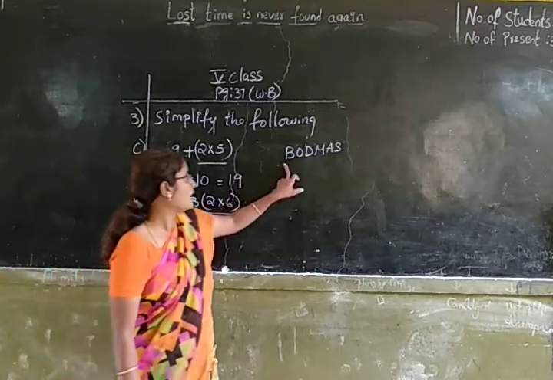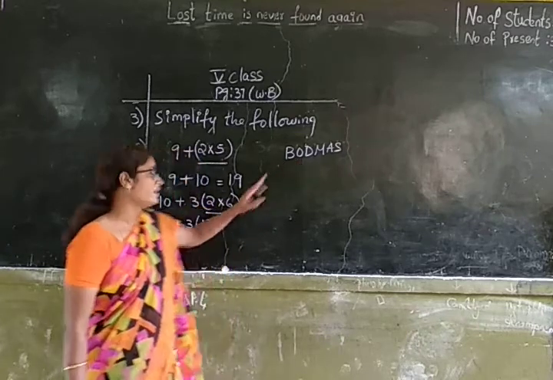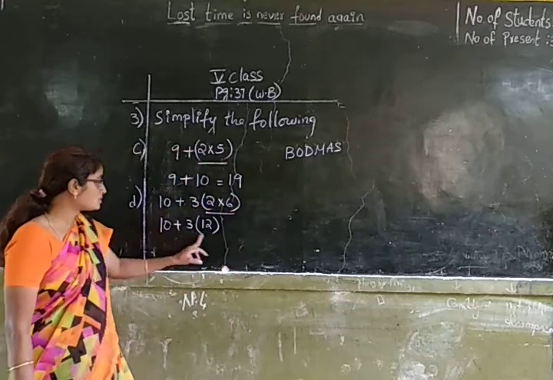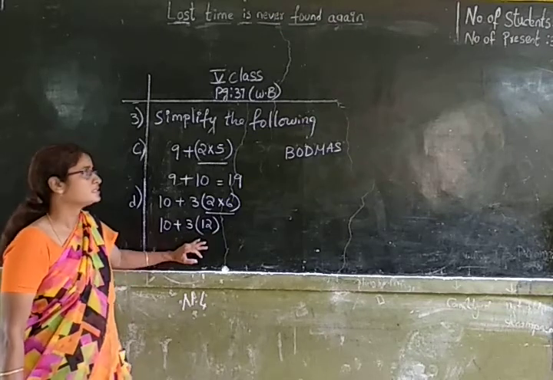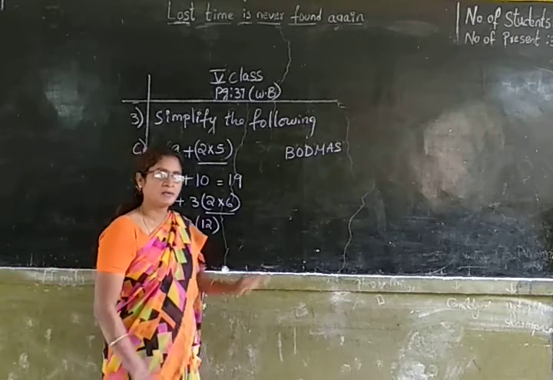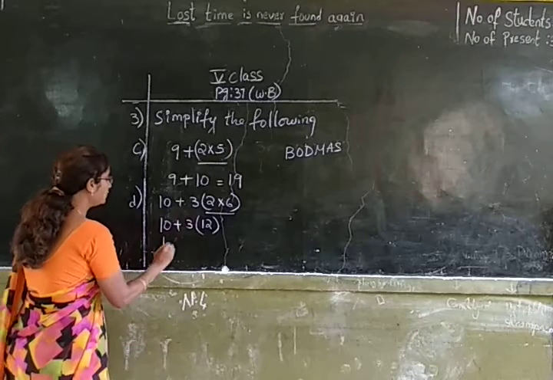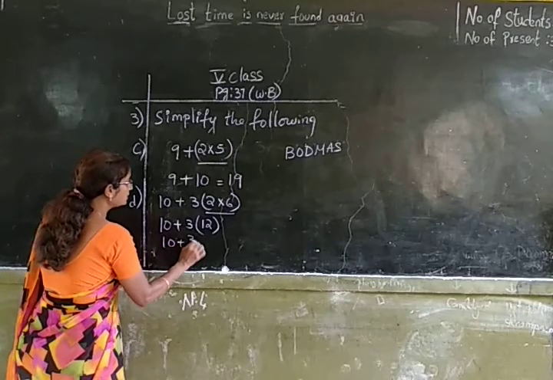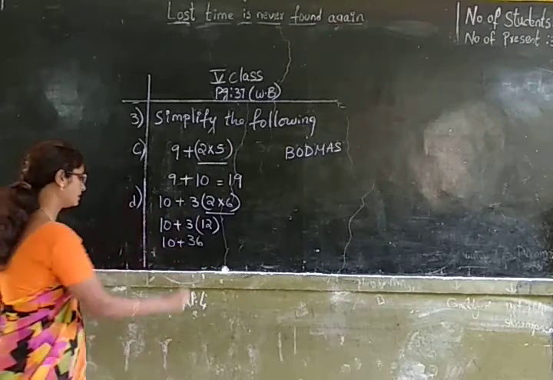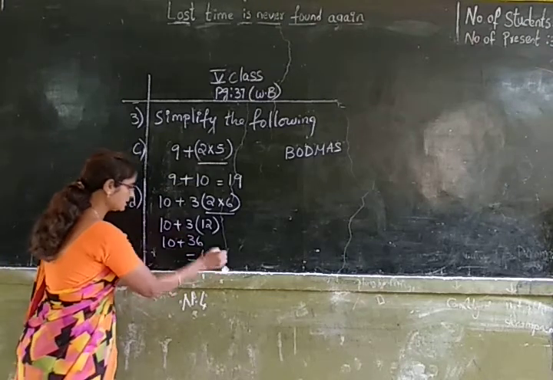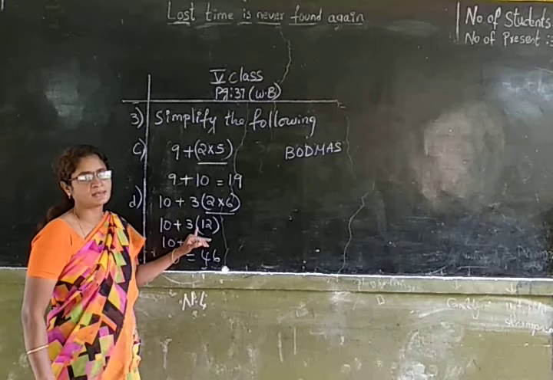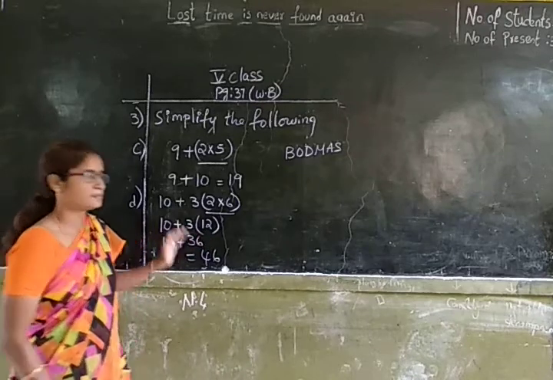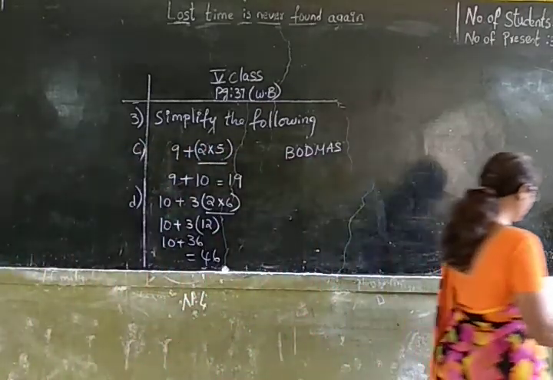Okay children? After brackets it is given off. So when there is no symbol between the bracket and the number and we have to take off the brackets, then we have to use the operation multiplication. So 10 plus 3 12s are 36. That is equals to 46. Did you understand children? Whenever there is no symbol given between the bracket and the number, you have to do the multiplication. Okay children?